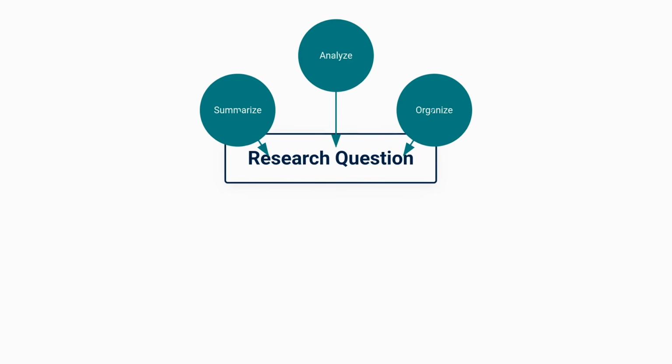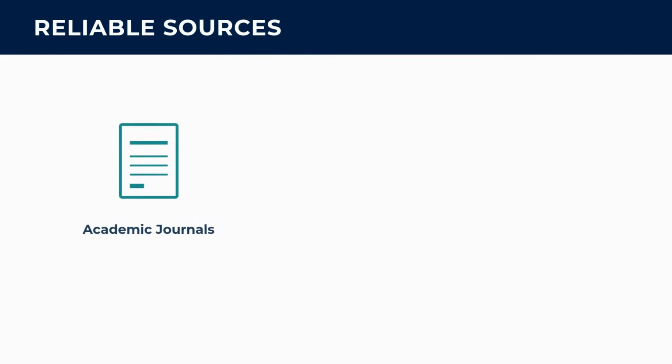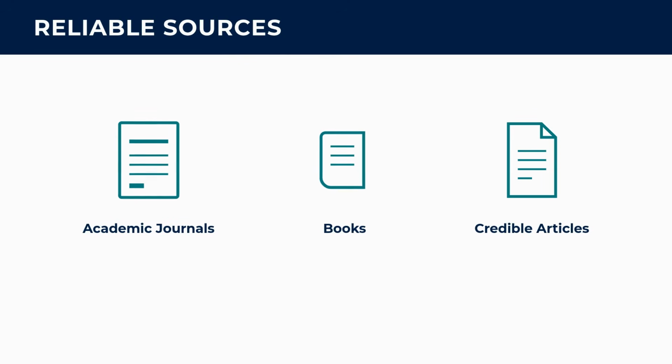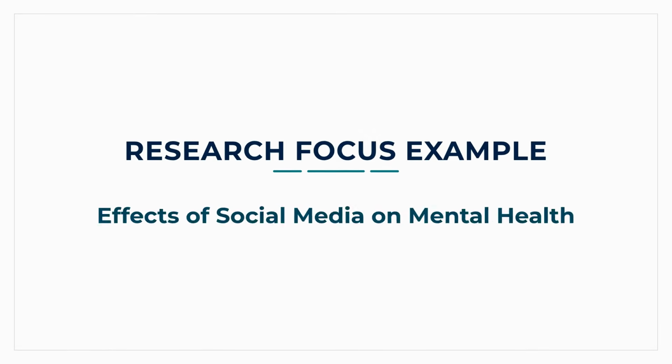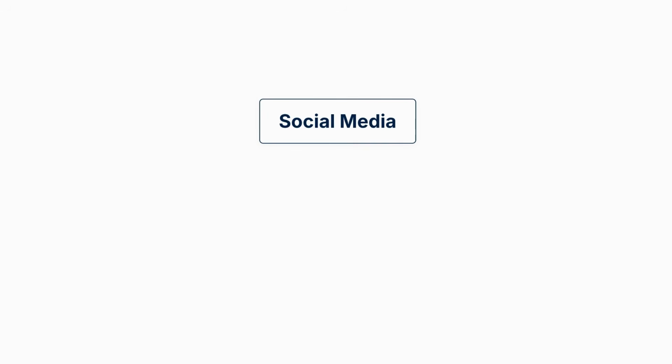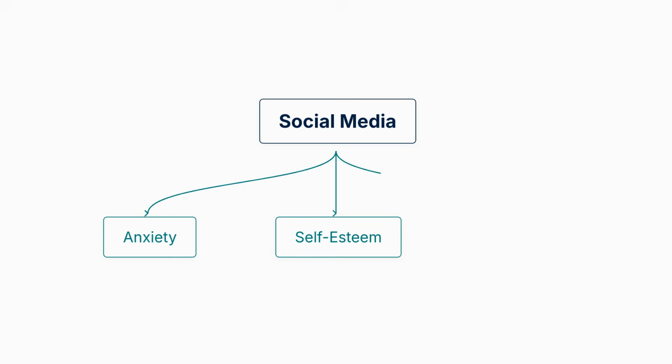The goal is to summarize, analyze, and organize existing studies in a way that connects them to your research question. To start, you need to gather information from reliable sources like academic journals, books, and credible articles related to your topic. For example, if your thesis is about the effects of social media on mental health, you would look for studies that explore topics like how social media impacts anxiety, self-esteem, or depression.